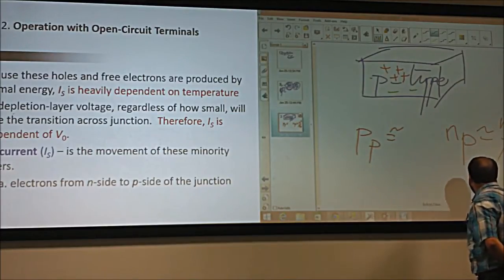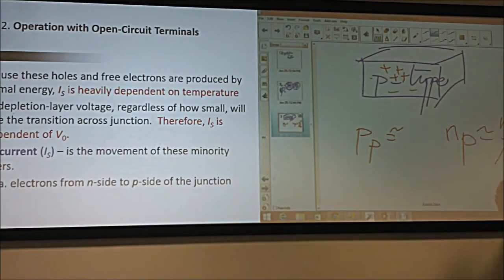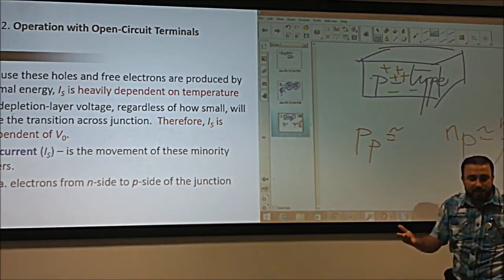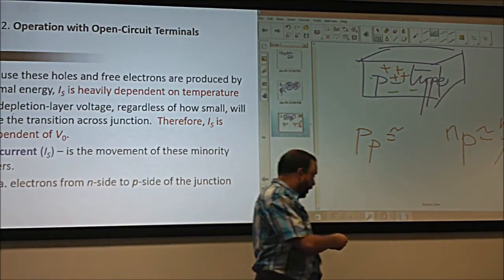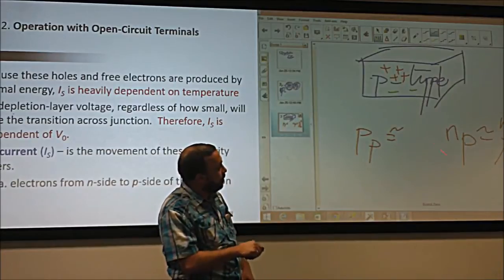Remember that we said n_i depends on the temperature, yes or no? And so NP will too, right? Because this one is constant. You got it now? We explained it physically, but this is the equation to explain it.